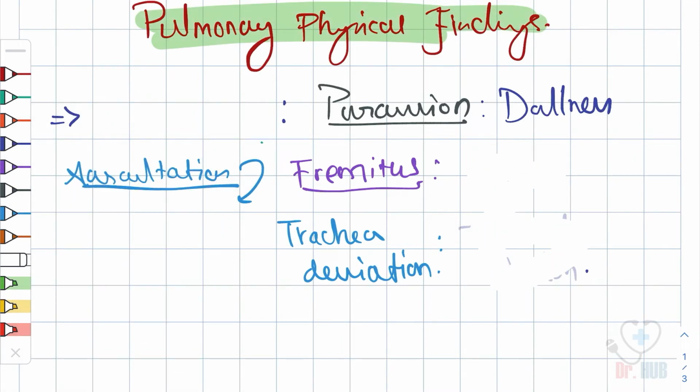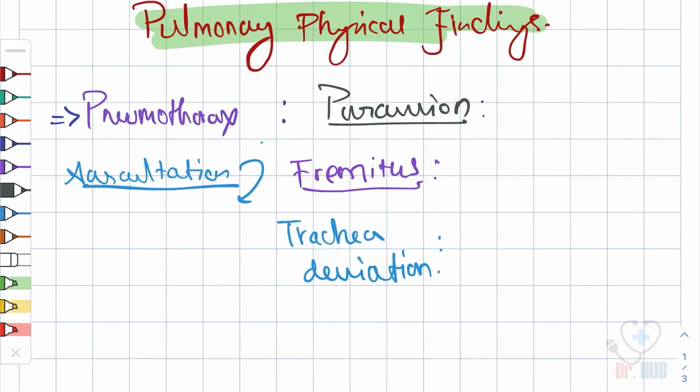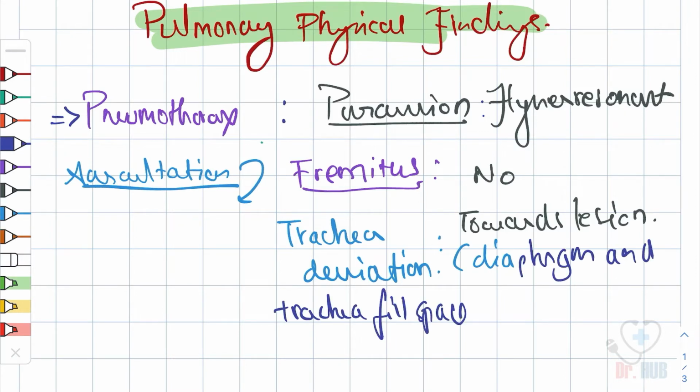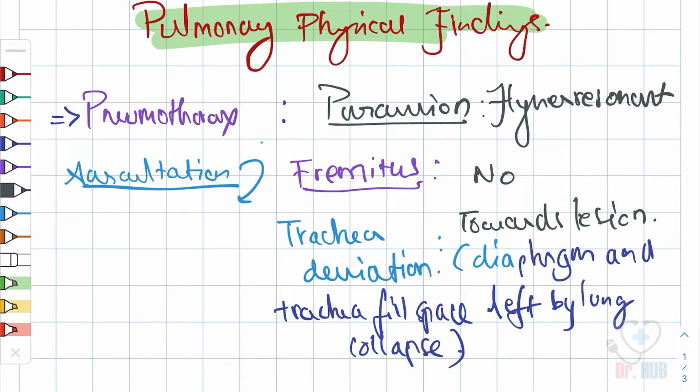The next disease is the pneumothorax. On percussion, it is hyperresonant. Looking at fremitus, there is no fremitus, and tracheal deviation is towards the lesion, that is the diaphragm and trachea fill the space that is left by the lung collapse. On auscultatory findings, there is decreased breath sounds.